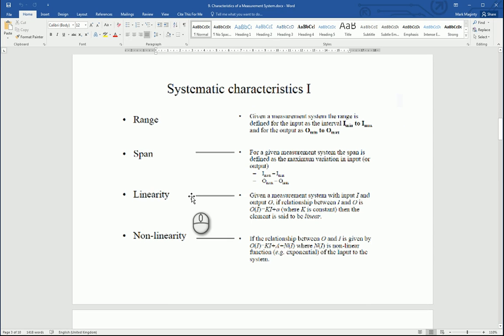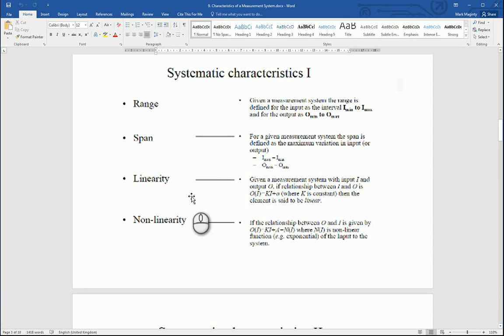I know they're a wee bit grainy. Unfortunately, they didn't come up exactly great from the notes I was taking them from, but you should be able to read them pretty well. So the range is, given a measurement system, the range is defined for the input as the interval from I min to I max, and for the output is O min to O max. So the range is between what it can measure between and what it can output between.